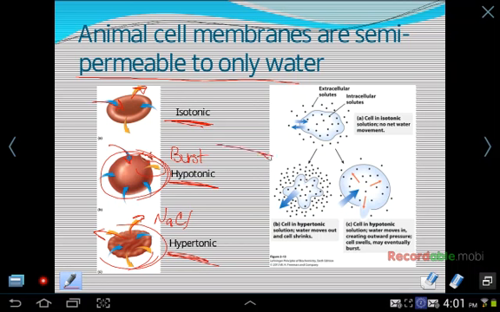Both of these pictures here are essentially the same. It's just demonstrated a little differently. Here we can see the particles versus the water flow, and I just wanted to give y'all 2 different perspectives.